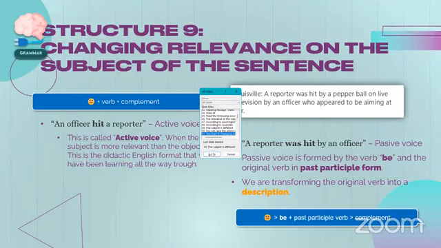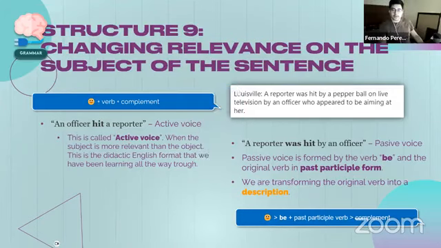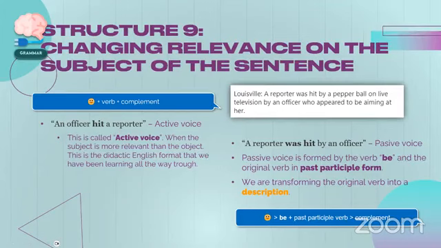Sorry, teacher, I can read all sides. There is a window. You're right. Okay.